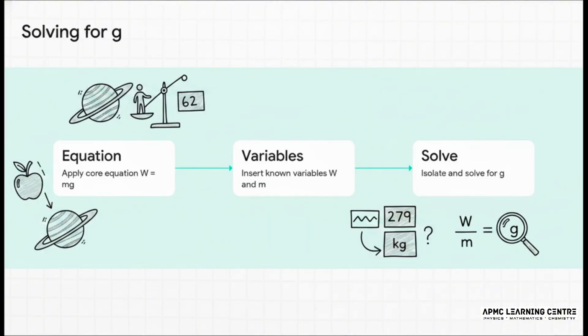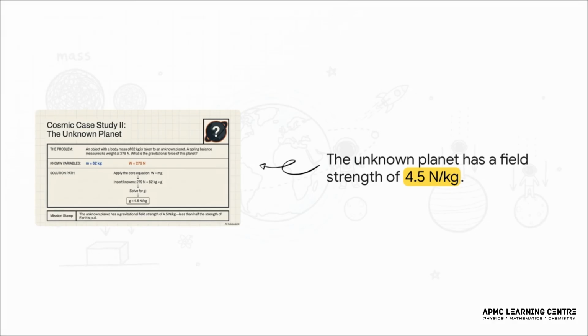Let's just walk through the vector math step by step. Step 1, we pull out our core architectural equation, W = m × g. Step 2, we insert our known variables. We know the local weight is 279 newtons, and we know our universal constant, the mass, is 62 kilograms. So 279 = 62 × g. Finally, step 3, we just divide the local weight by our mass to isolate g. And there's the solution. 279 divided by 62 gives us 4.5 newtons per kilogram.